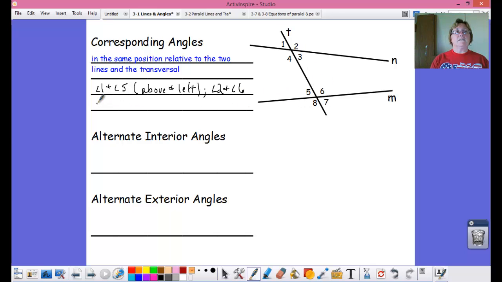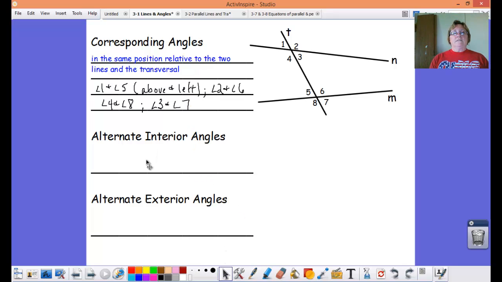There are 2 more pairs. How about 4 and 8? How would you describe those? Below and to the left. And the last pair of corresponding angles in this diagram, angles 3 and 7, and those would be below and to the right. So corresponding angles, same position relative to the two lines and to the transversal.